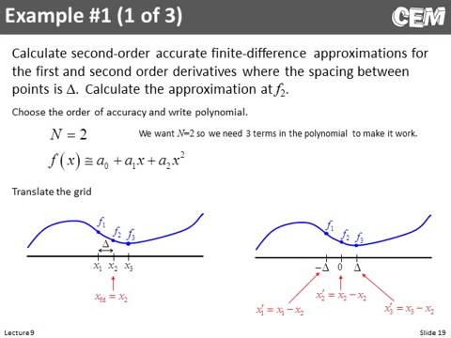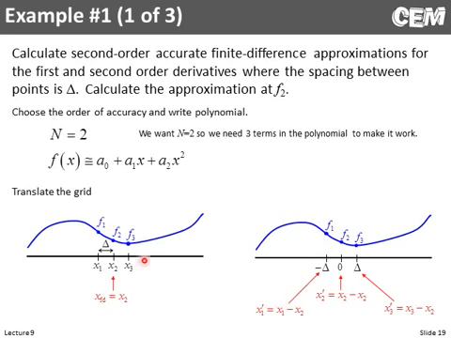So the best thing to do here is an example. Let's say we have a function and we want to calculate a second order accurate finite difference approximation for the first and second order derivatives. So we want a second order polynomial. So we're going to have an a0, an a1, and an a2 because we have a second order polynomial. We have 3 unknowns. This means we're going to need 3 points in order to calculate those 3 unknowns. So we'll choose arbitrarily 3 points along some arbitrary function, and the same thing over here.